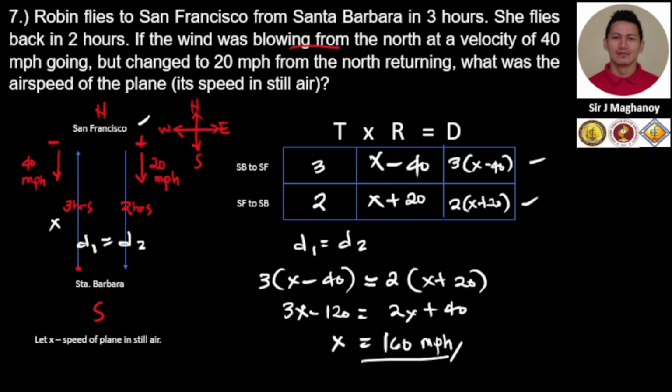If we substitute x in our equation, 160 minus 40, that is 120, times 3, that is 360. Again here, x, 160 plus 20, that is 180, times 2, that is 360. So both sides are equal, so we can say that our answer x, the airspeed of our plane, 160 miles per hour, is correct. Okay, let's move to our next example.